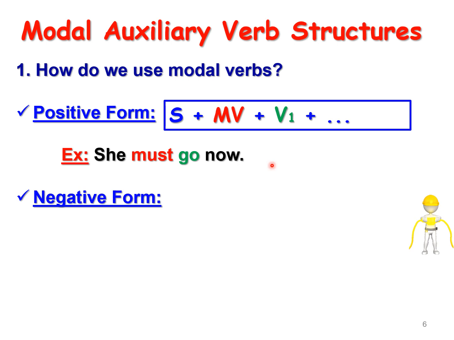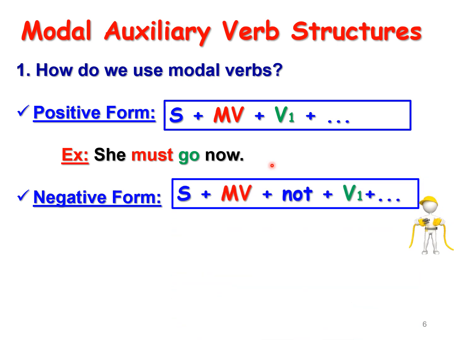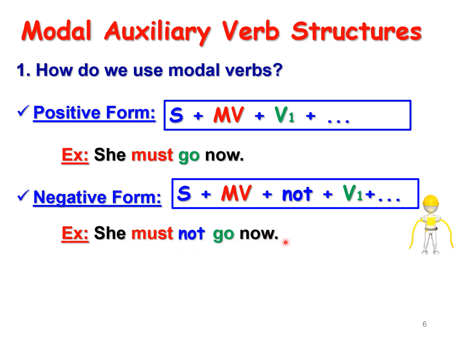Okay, we move to the second form, which we use in the negative sentence. We form it like this: subject plus modal auxiliary verb plus not plus verb 1 plus complement or object or something. Okay, example: she must not go now. It means there is no obligation for her to go now. So she is the subject, must is the modal auxiliary verb, not is not, go is verb 1, the infinitive verb here. Okay, so far something simple.